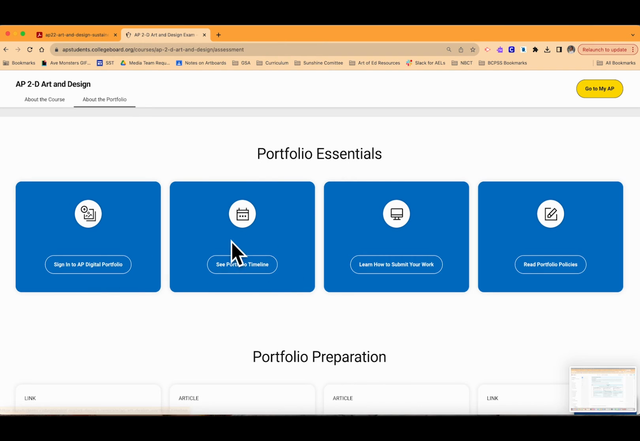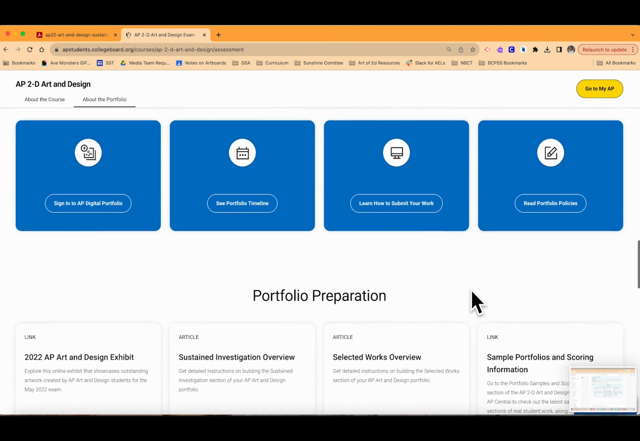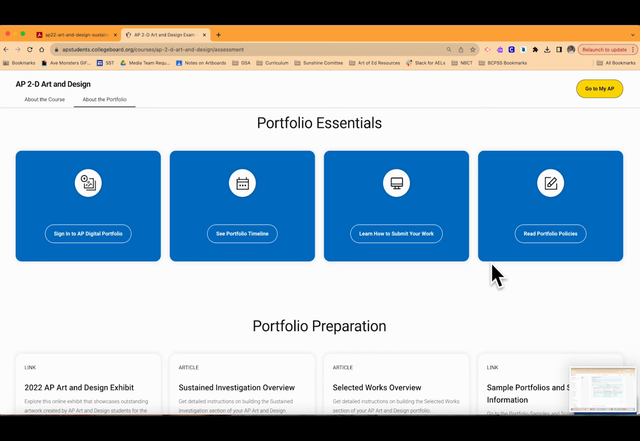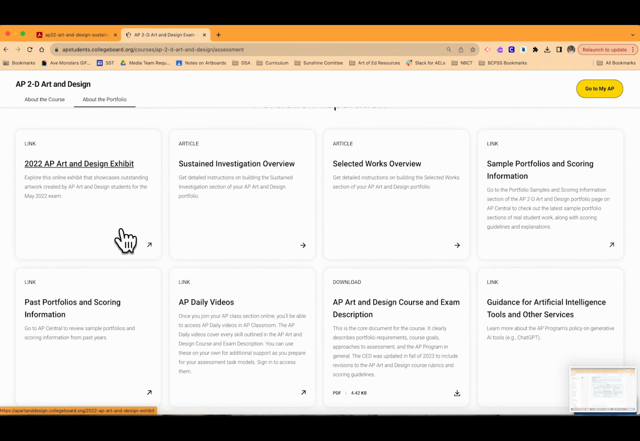If you want to see a timeline, you can go here and learn how to submit your work. Portfolio policies is probably more of something that teachers are going to look at, but maybe you have a teacher where you're not sure if the guidance they're giving you is actually correct, so you can always check this out. And if you ever need to see examples of other students and the work they've made, they do post really helpful art and design exhibits of students who got really outstanding scores across the country. So it might be useful for you to look at that.